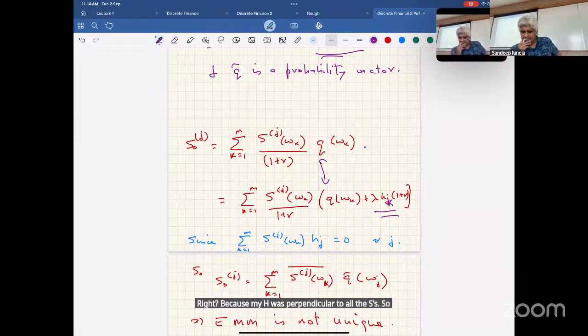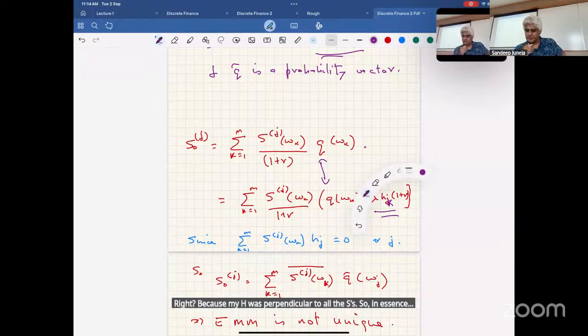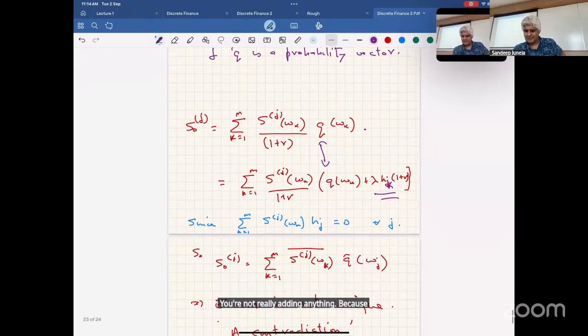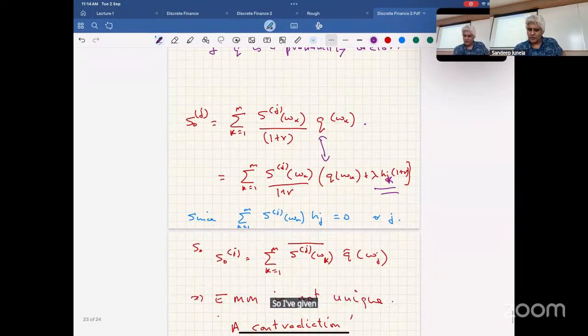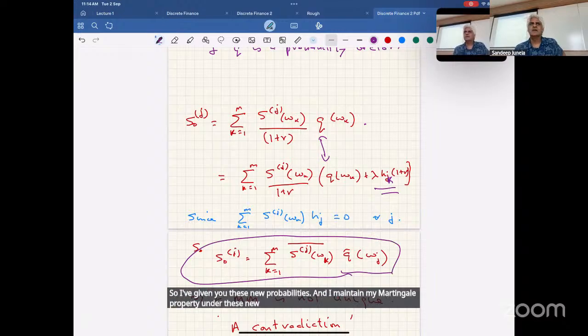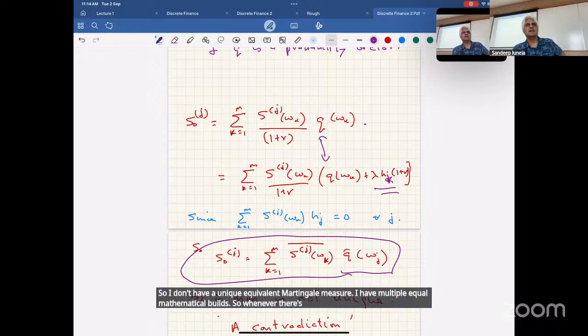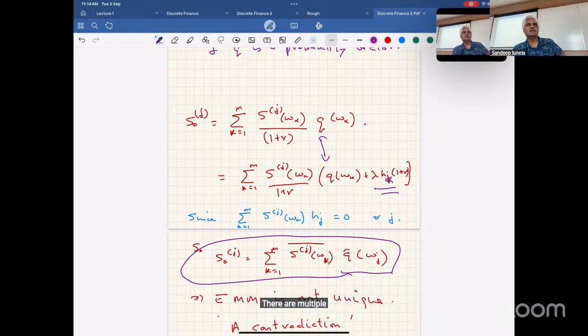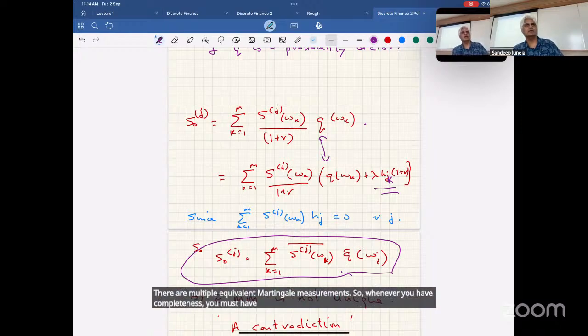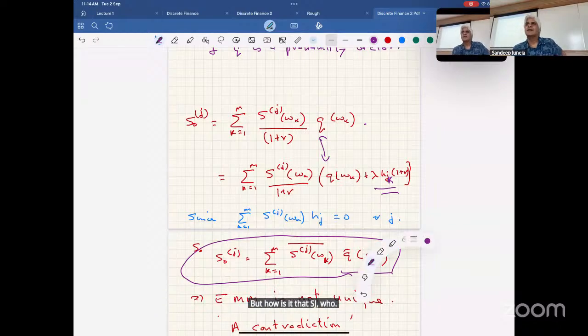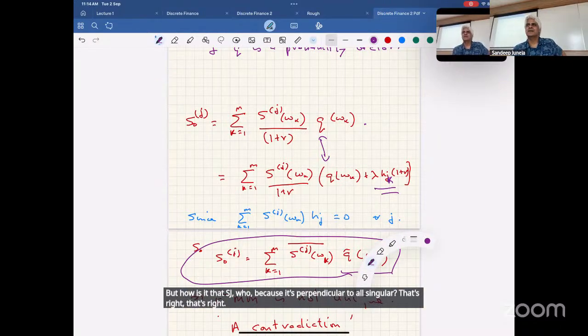So in essence, you're not really adding anything, because that is perpendicular. That's right. So I've given you these new probabilities, and I maintain my martingale property under these new probabilities. So I don't have a unique equivalent martingale measure; I have multiple equivalent martingale measures. Whenever there is incompleteness, there are multiple equivalent martingale measures. Whenever you have completeness, you must have a unique equivalent martingale measure. It's because it's perpendicular to all securities. That's right.